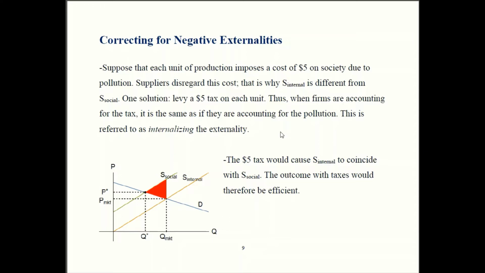So we tax the firm at a rate of $5 per unit. That would shift the supply curve up by $5, and that would cause it to coincide with society's supply curve. That would restore efficiency to this market.